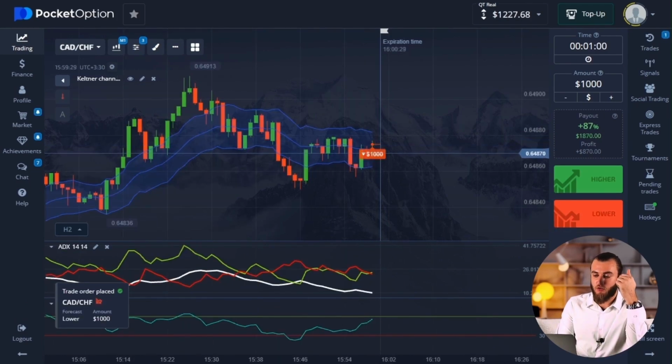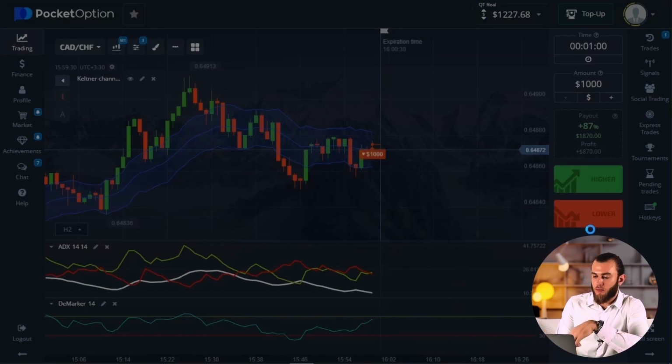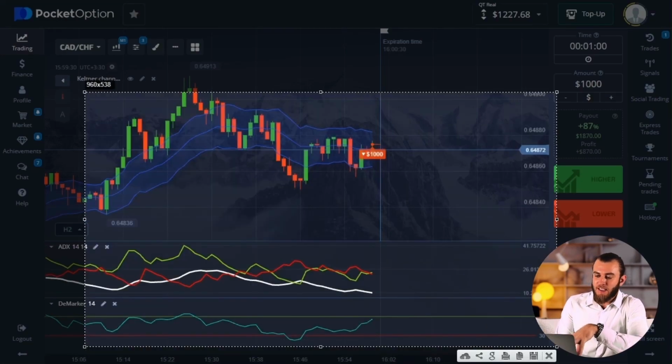I'm opening a deal to go down. Let's break down this situation in more detail. According to the ADX indicator, we can see that we don't have any trend at all. The green and red lines combined into a single line, for instance. You already know the next steps to take.